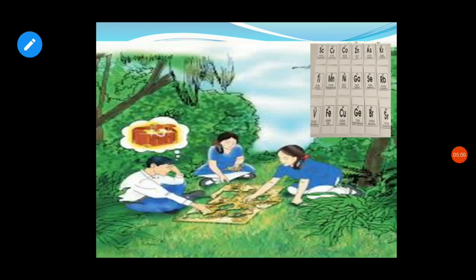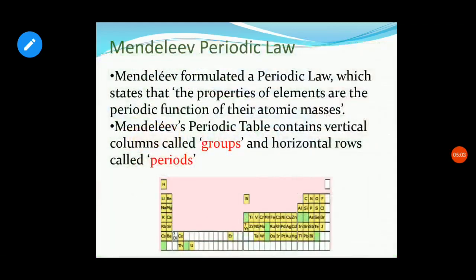On the basis of this, he formulated the law called Mendeleev's periodic law. It states that the properties of the elements are the periodic function of their atomic masses. So when the elements are arranged in increasing atomic masses, the properties repeat at regular intervals. This is known as Mendeleev's periodic law.